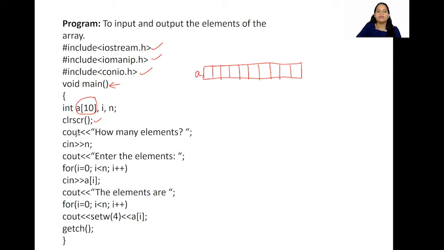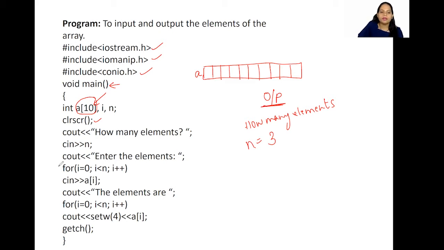Now, first I am saying, out how many elements. So what comes in the output screen? First it will say how many elements. Now, remember students, I have already said the size is 10, so this is the maximum size this array can have. Whatever number of elements I'm giving, it has to be within 10. Suppose I'm saying I want 3 elements in this array. So we are taking the value for n. So n becomes 3.